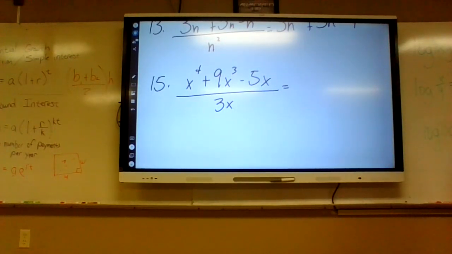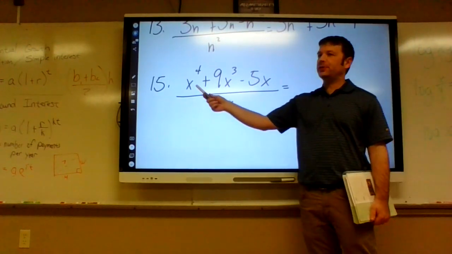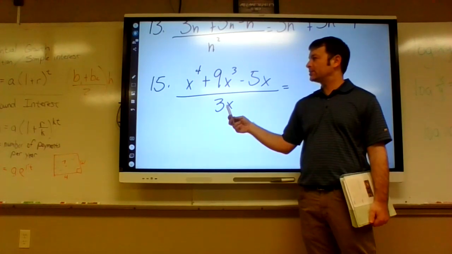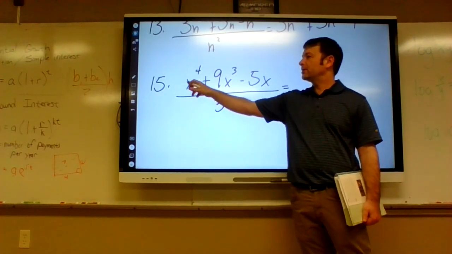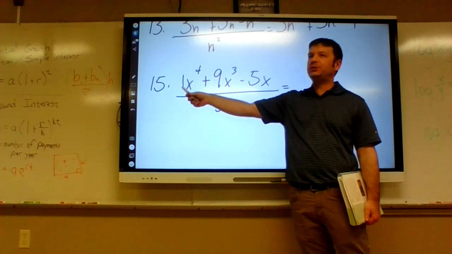Alright, this one might trip us up a little bit. What do you guys think for this first one? x to the fourth divided by 3x. 1/3 x to the third, not 3. Okay, we've used this trick before, right?